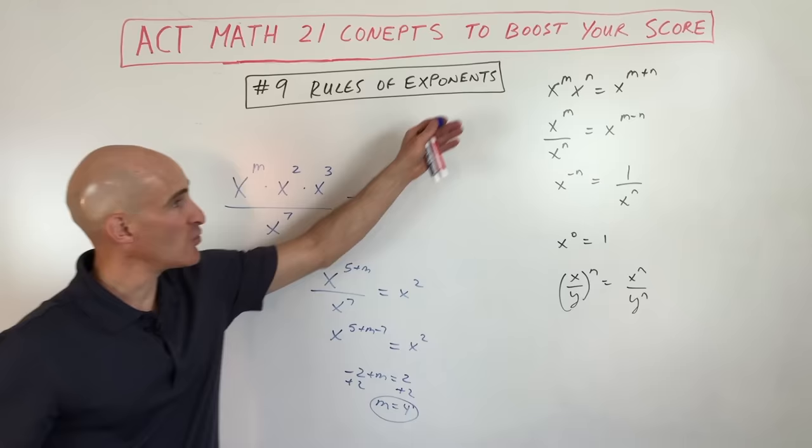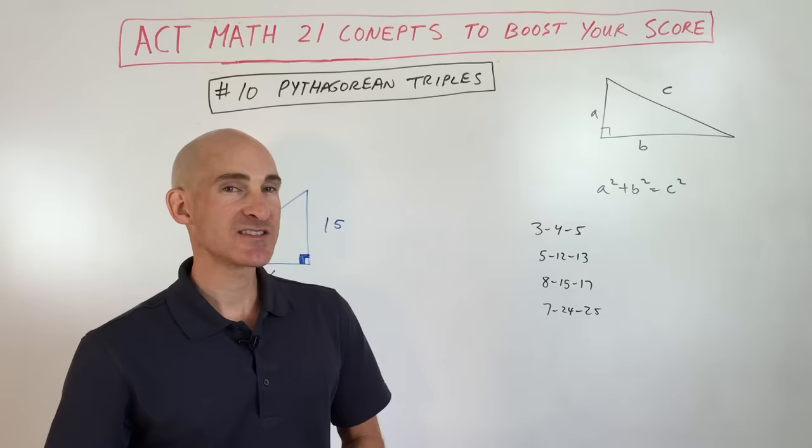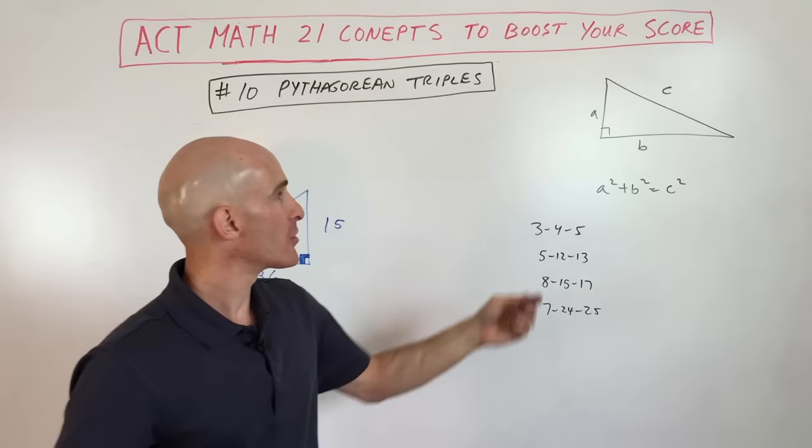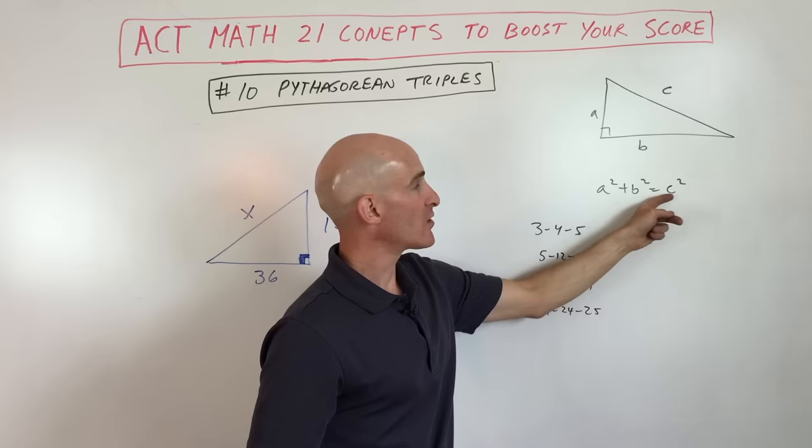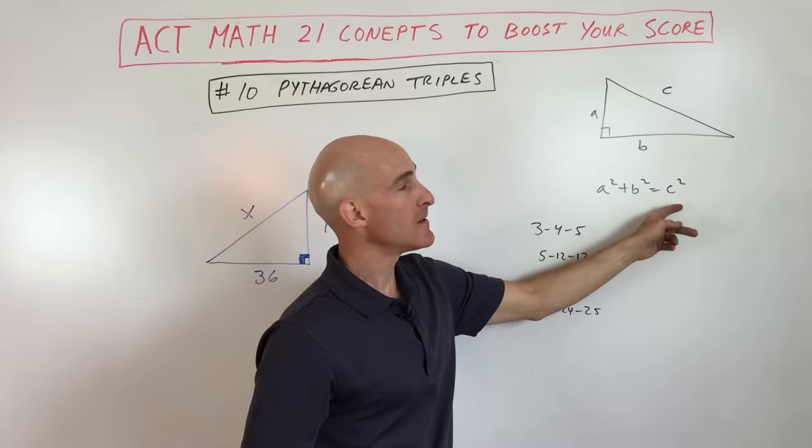Okay, our number 10 concept is Pythagorean triples. So you probably already know the Pythagorean theorem. A, B, and C. When you have a right triangle, A and B are the two sides that make up that right angle. C is the hypotenuse, that's the longest side. And we know that A squared plus B squared equals C squared, or the sum of the legs squared equals the hypotenuse squared. But what you may not know or may not remember are these Pythagorean triples.